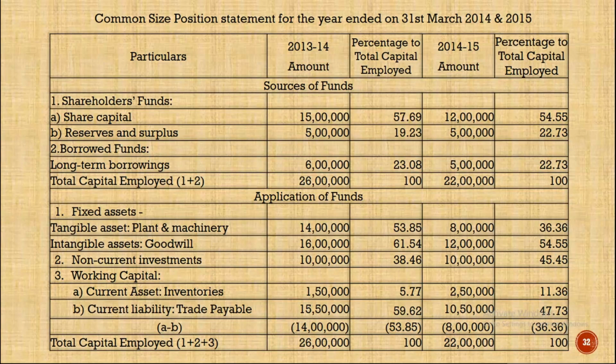In this way, you will complete the calculation of sources of funds, then move to application of funds. Now here, you can see the same title at the end of the application of funds statement, that is total capital employed: 26 lakh and 22 lakh. So 26 lakh in 2014 becomes 100. For 2015, 22 lakh becomes 100.